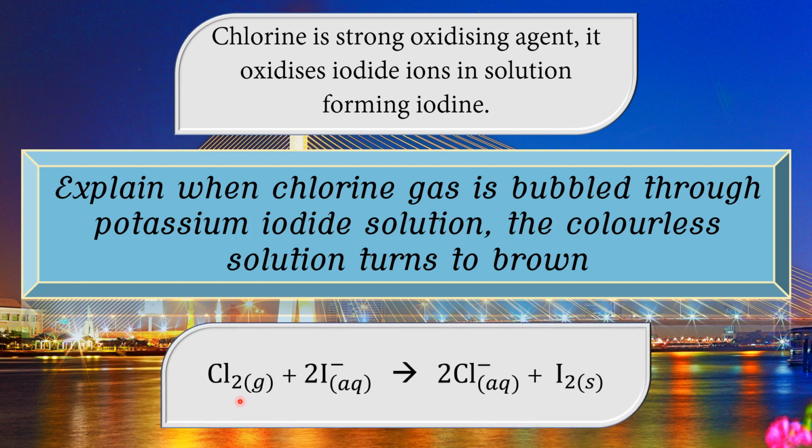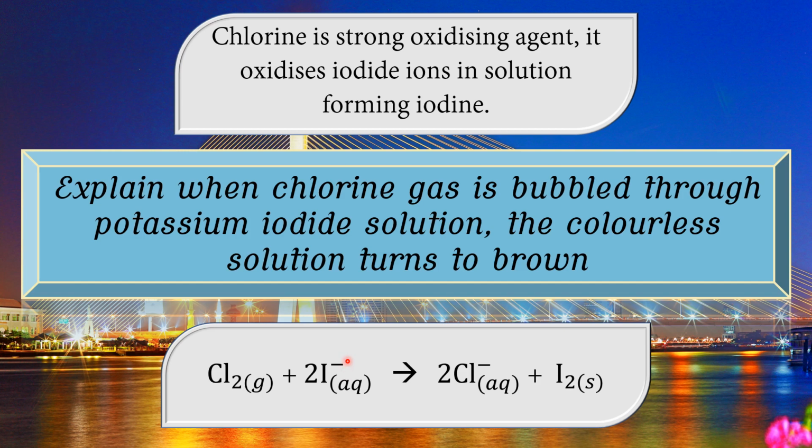So we have chlorine gas. When it is bubbled through a solution containing iodide ions, it is going to oxidize. And oxidation, we said, is the removal of electrons. Here you will see that the iodide ions have an oxidation state of -1. So they are going to be oxidized.